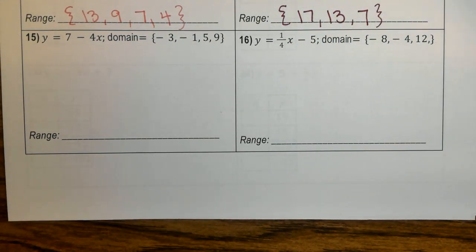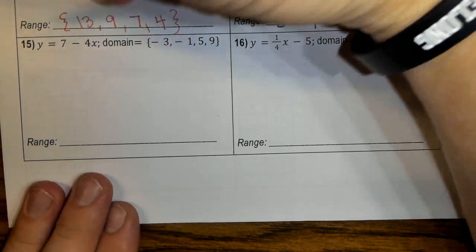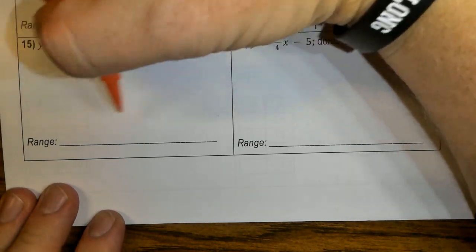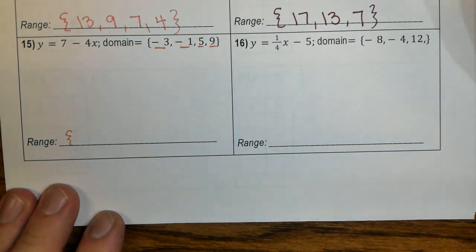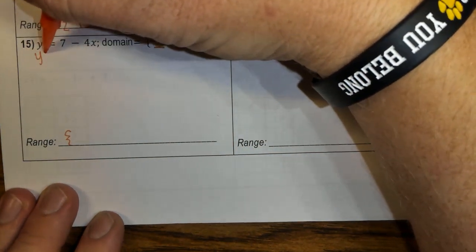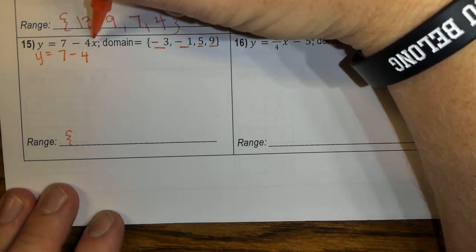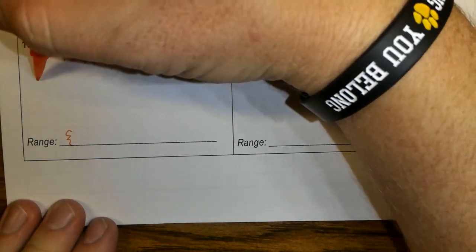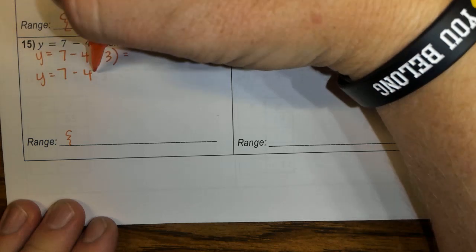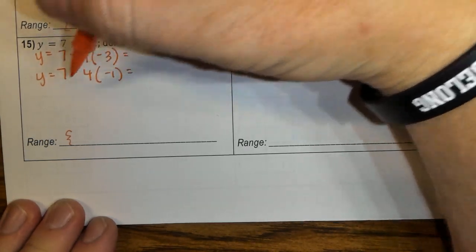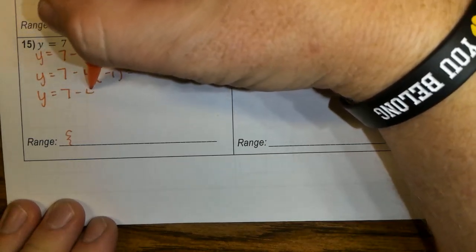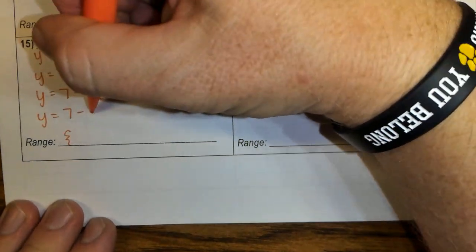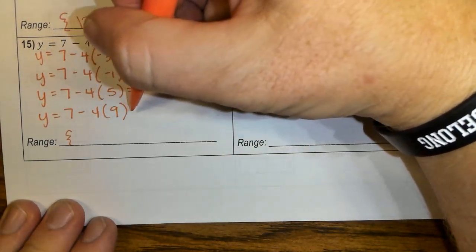Oh wait, so 15, I don't have any fractions, so I'm going to write this one out. So I want these 4 x values to be plugged in to x to get 4 y values. I'm going to go ahead and do my fancy bracket down here. So I have y equals 7 minus 4. Instead of x, I now do parentheses, and then my first number is negative 3. Okay, then I have y equals 7 minus 4, parentheses, negative 1. Y equals 7 minus 4, parentheses, 5. And y equals 7 minus 4, parentheses, 9.